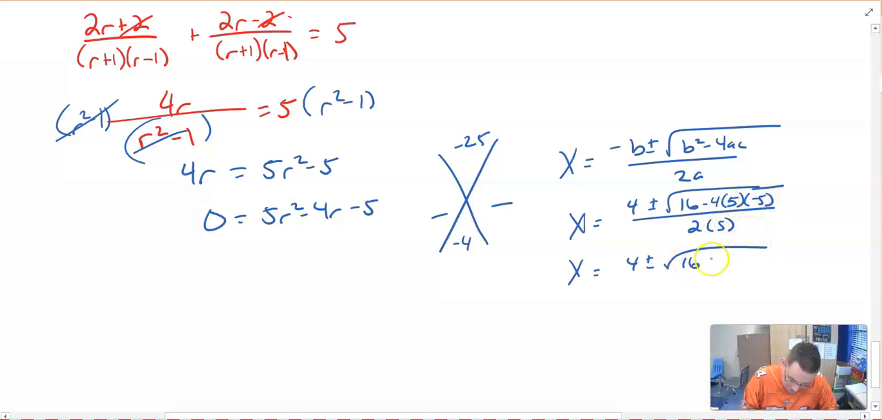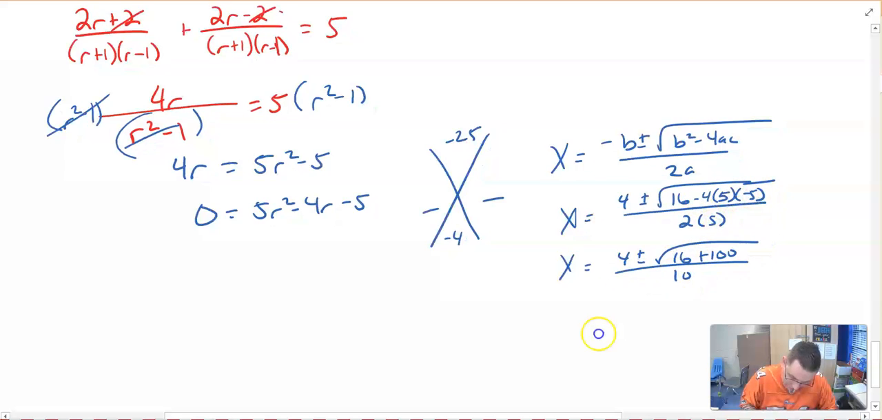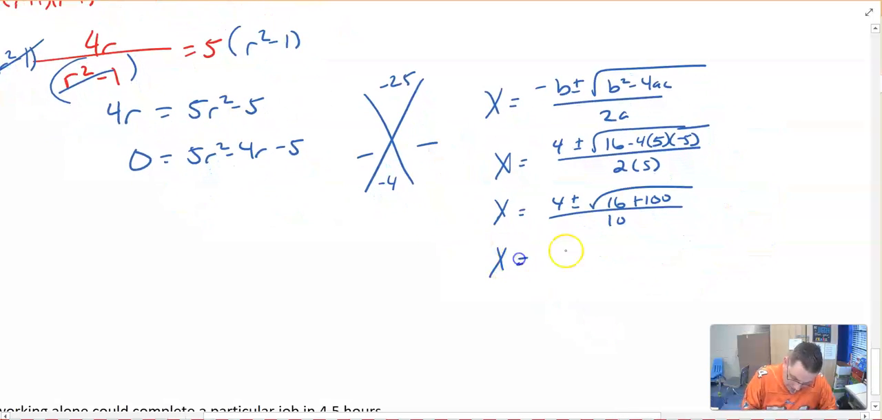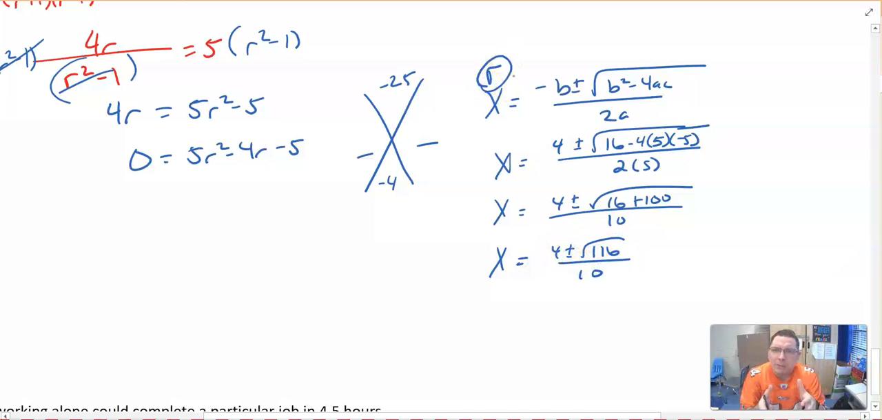This is 25 times 4, so that's 100. And negative times negative is positive, over 10. X is equal to 4 plus or minus the square root of 116 over 10. Now, this is where I want to talk about what this x, or in this case, really this is an r, can be in this problem.